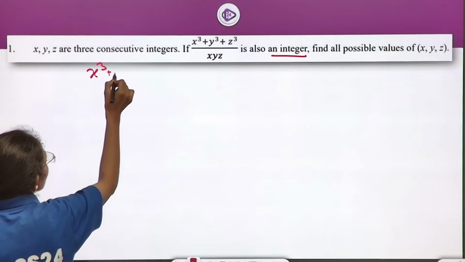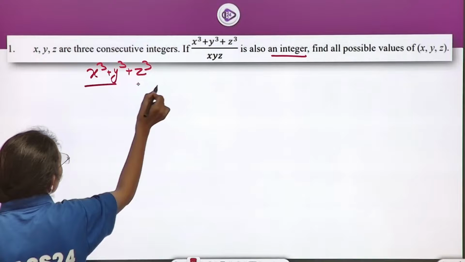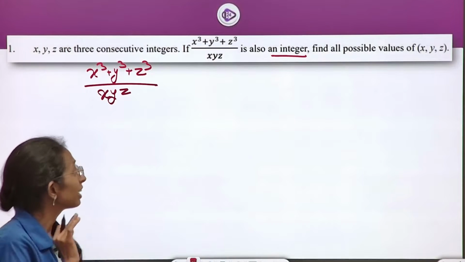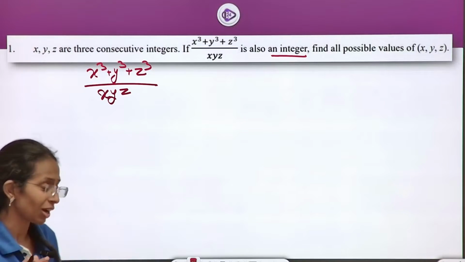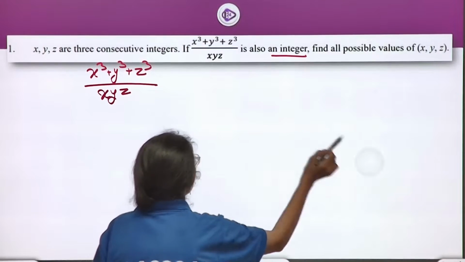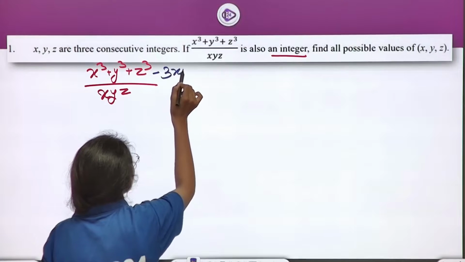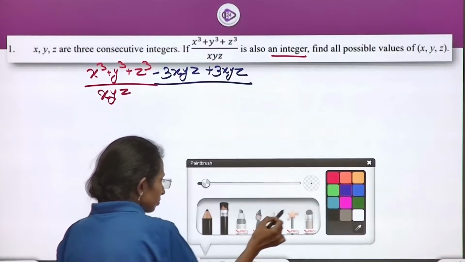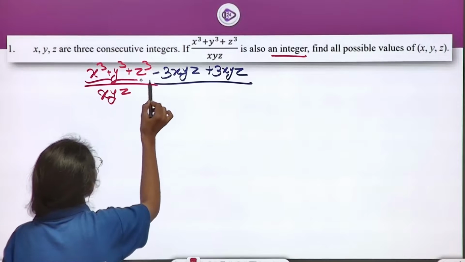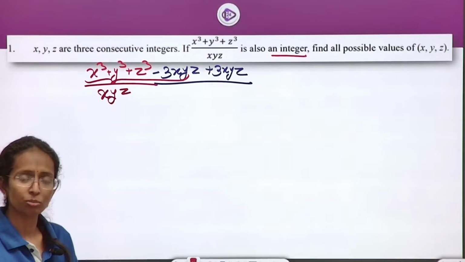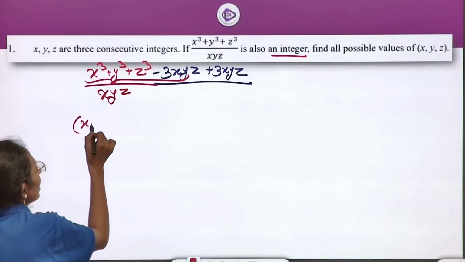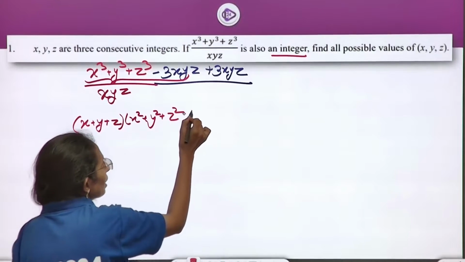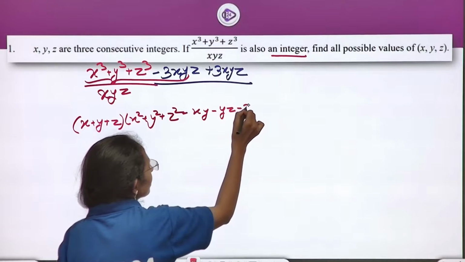x cube plus y cube plus z cube upon xyz is giving us an integral value. Now, what I am doing is subtracting 3xyz and adding 3xyz in the numerator. This is because it makes an identity for the term x cube plus y cube plus z cube minus 3xyz, which is (x plus y plus z) into (x square plus y square plus z square minus xy minus yz minus zx).